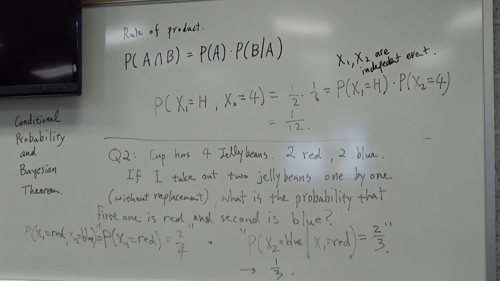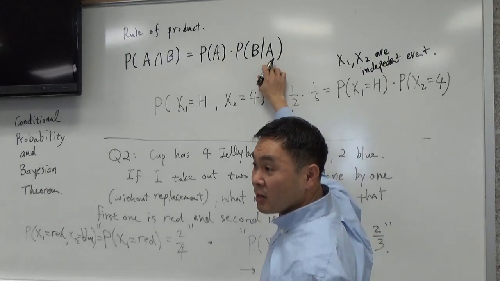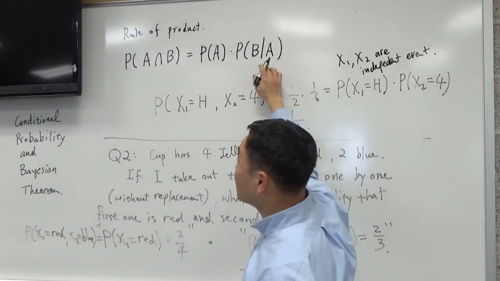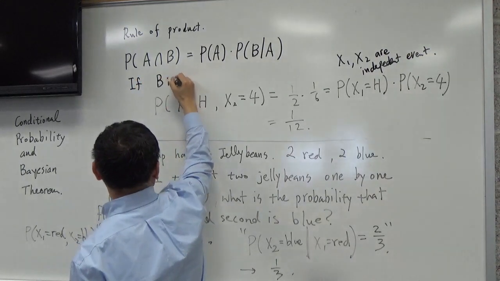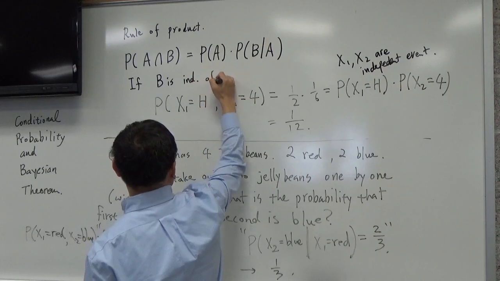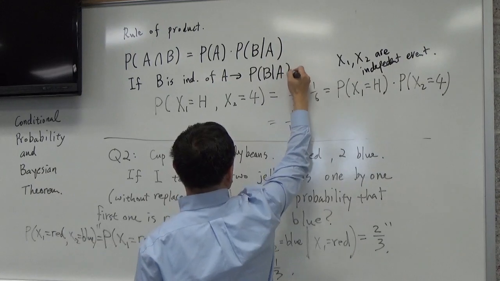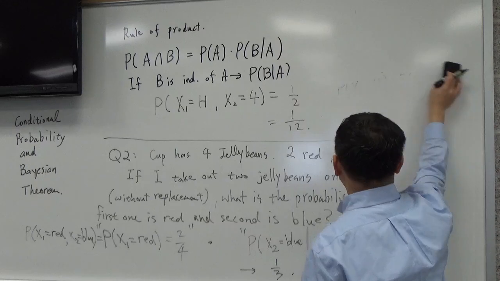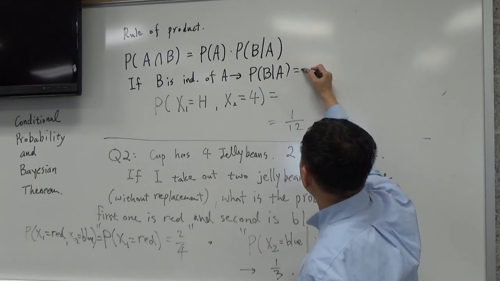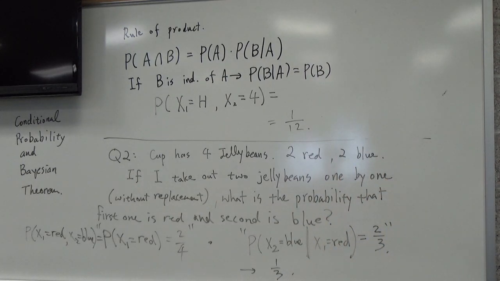That's a general formula. But what happens if B is independent of A? What happens? If B is independent of A, that means P of B, whether A happened or not, it's going to be the same as probability of B. Do you agree? Right, yeah. Yeah, right? Yeah.